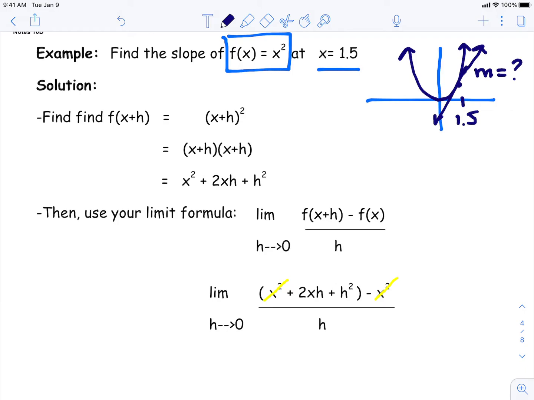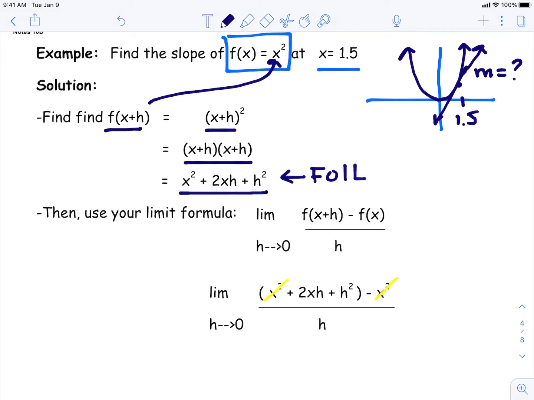So we're going to first have to find f(x plus h). We're going to substitute x plus h into that function. Then we're going to have to FOIL (x plus h)(x plus h) to get here. So we get x squared plus 2xh plus h squared.